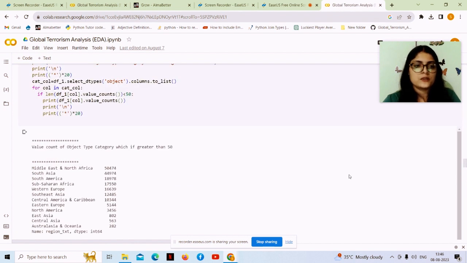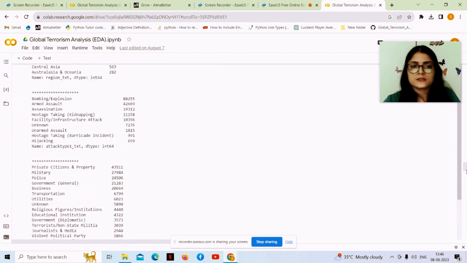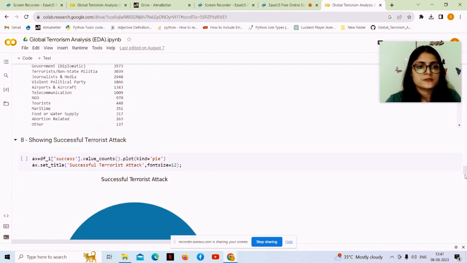Here is the value count of the object type category, where the count is greater than 50. Middle East and North Africa 50474, South Asia 44974. So these are the areas where the attacks happened. Then bombing, explosions, armed assault and assassinations, and then private citizens and property, military, police, government officials and business.